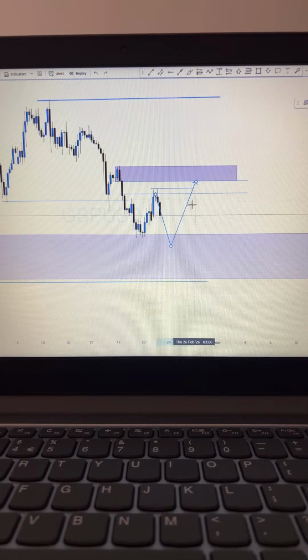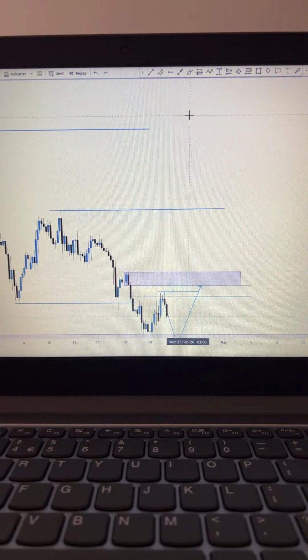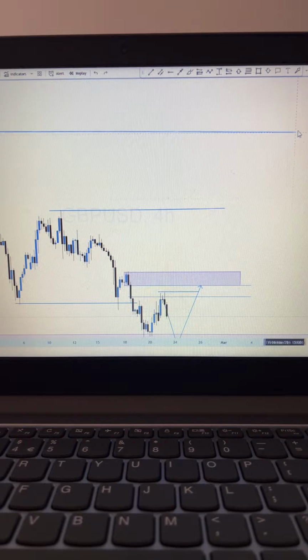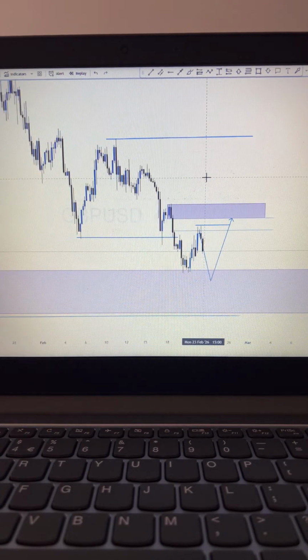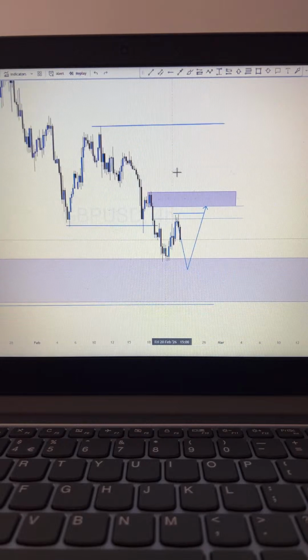What do I do next? I look for opportunity to buy and target the whole of this high. This is how I get a high probability setup. This is how I get a high winning rate trade.